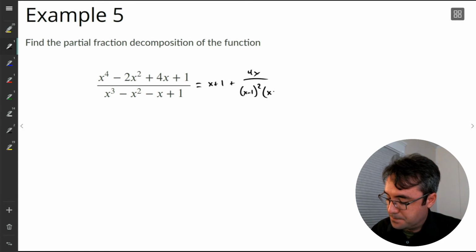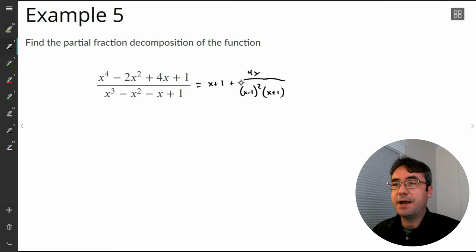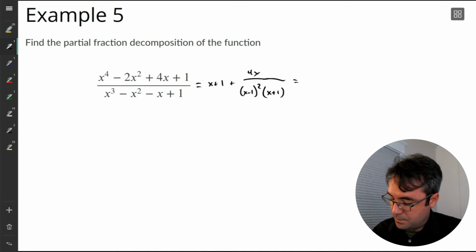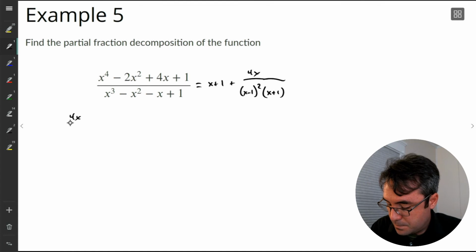So we want to write out our decomposition. And for now, let's just work with this fraction. So we're just going to be working with this fraction here.